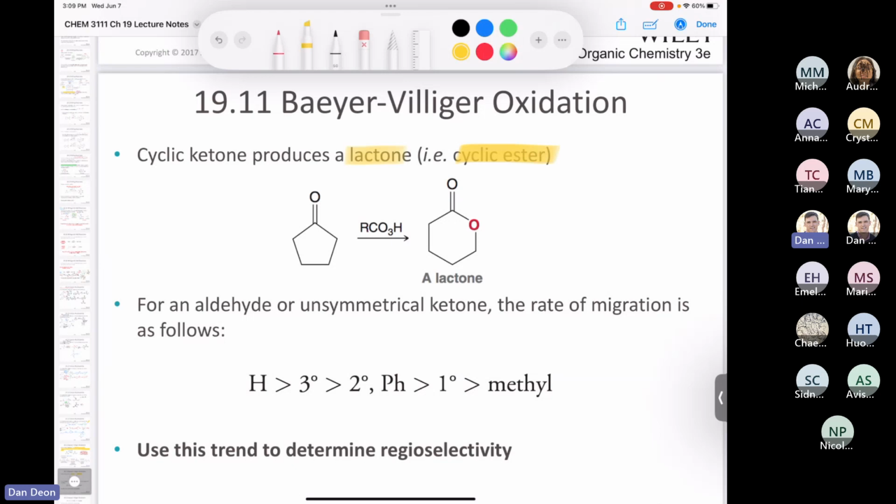But going back to the whole idea: if you have two different R groups, R prime and R double prime, where is the oxygen going to go? Is it going to go here or here? That's based on something called migratory aptitude. Let me just delete that. The migratory aptitude of R groups is right here. You must memorize the migratory aptitude: it goes proton, so you always get a carboxylic acid if you have an aldehyde. Tertiary, secondary, and phenyl are kind of tied. I will not ask you to differentiate between those two, so don't stress about that. Then primary, and then methyl.